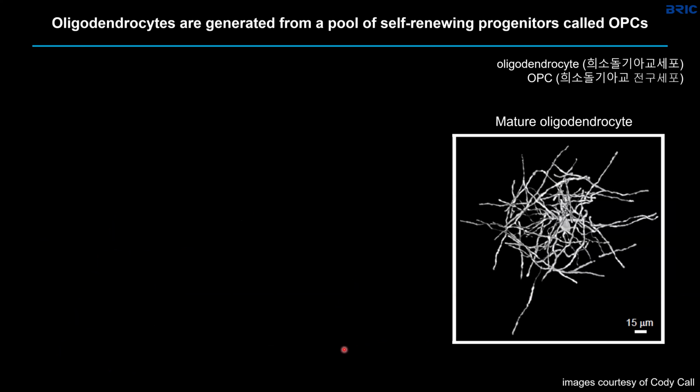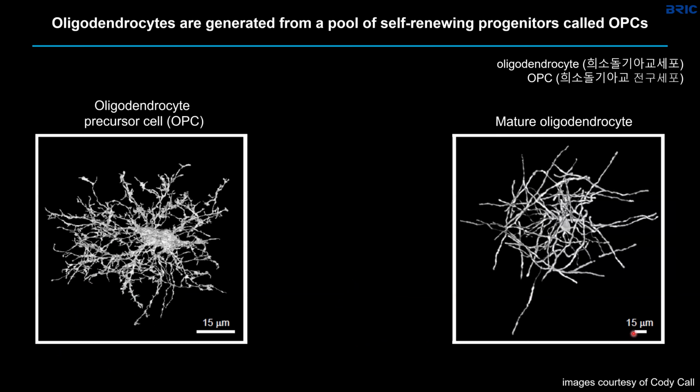So oligodendrocytes, which you can see here, are actually generated from a pool of self-renewing progenitors called oligodendrocyte precursor cells. I'll be referring to them as OPCs throughout the talk, but what I mean by OPC is oligodendrocyte precursor cell. These cells, like I mentioned, can proliferate and self-renew, and they're also quite dynamic.